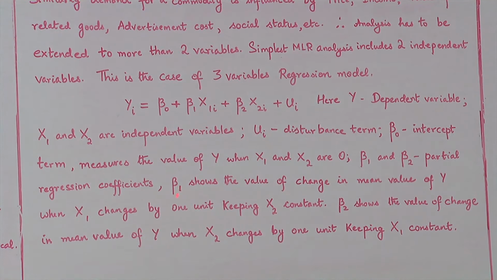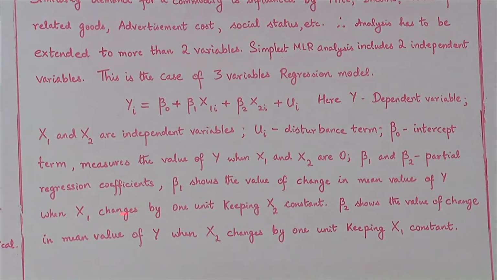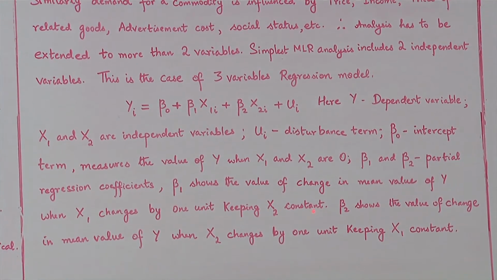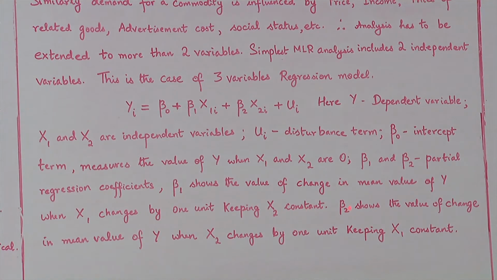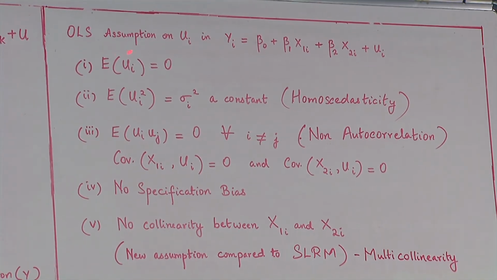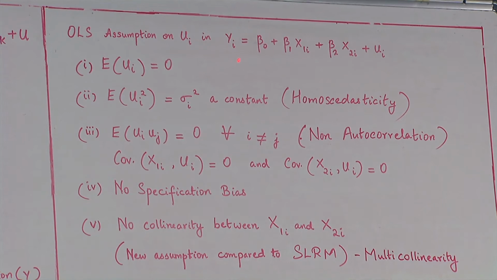So, beta 1 shows the change in the mean value of y when x1 changes by 1 unit, keeping x2 constant. Similarly, beta 2 shows the change in the mean value of y when x2 changes by 1 unit, keeping x1 constant. Now, let us look at the OLS assumptions on ui in yi for this model, the MLRM model.